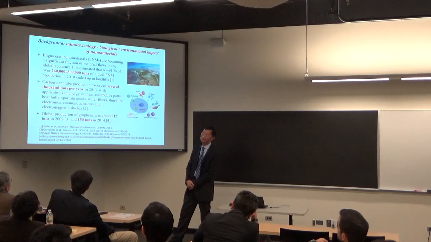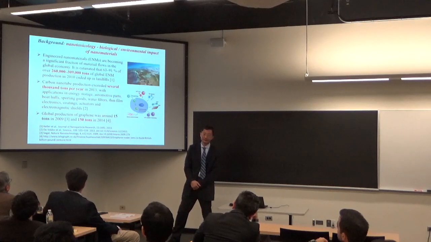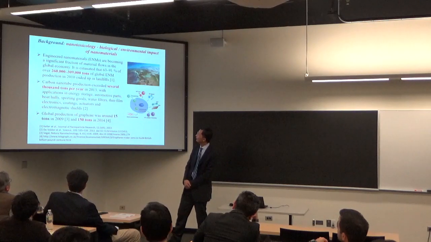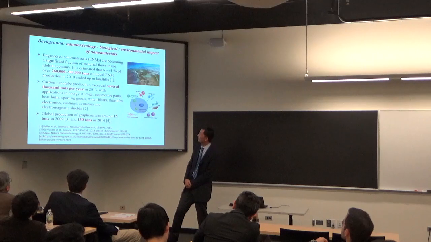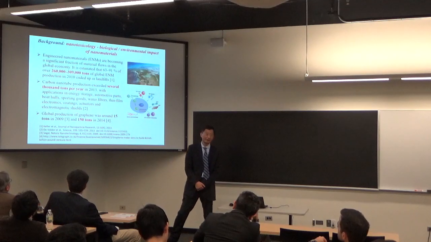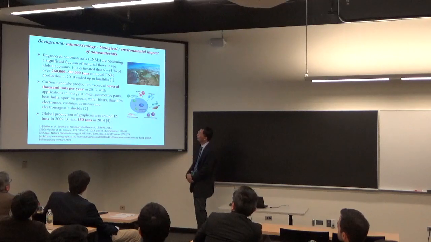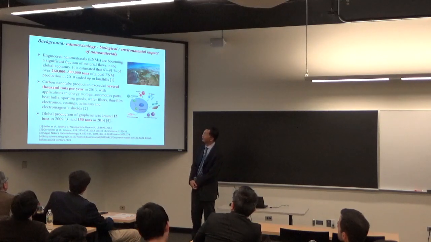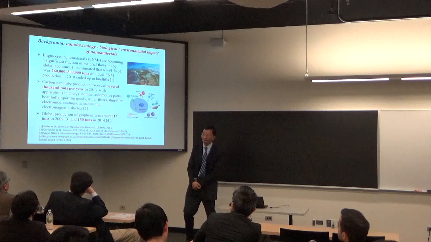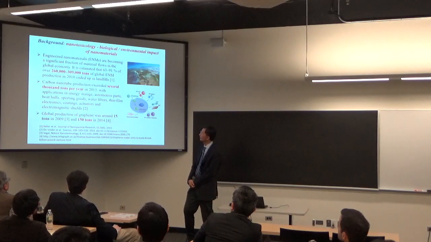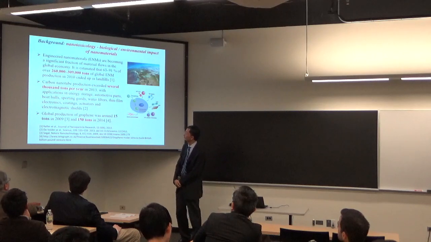There are about 300,000 tons of engineered nanomaterial each year. A large fraction of them, 60 to 90%, end up in landfill. They end up as waste, products ending up in the environment. So we don't know how they affect the ecosystem and environmental biology. So it's important to understand where they go and their long-term effect on health.